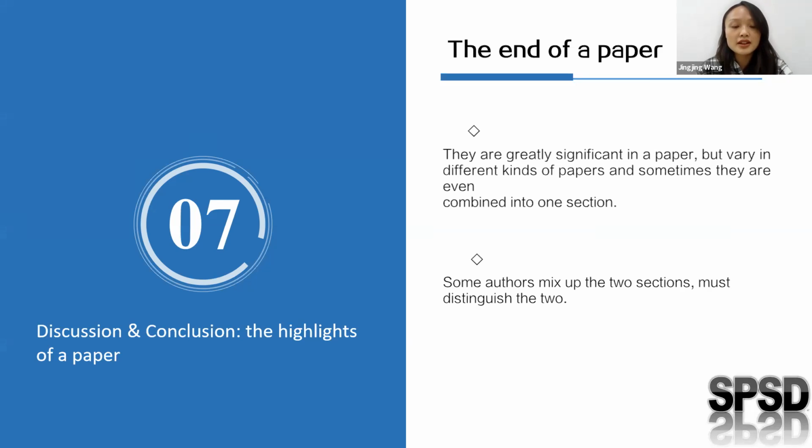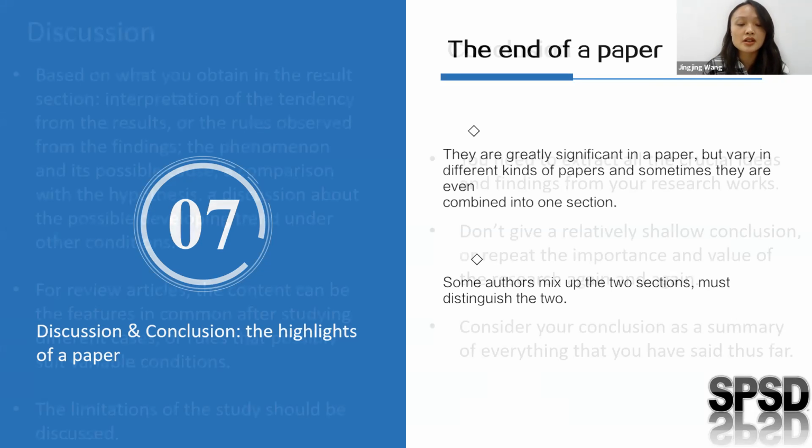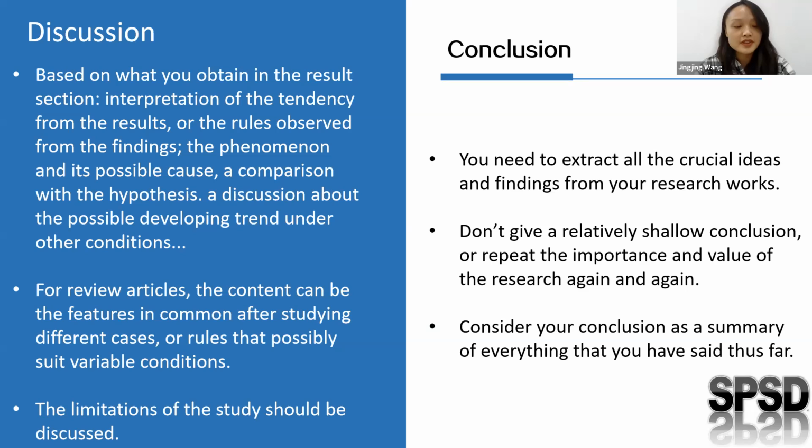The reason I discuss the two sections together is because they differ in different kinds of papers, and sometimes they are even combined into one section. And many authors just confuse and mix up the two sections. So I will talk about how to distinguish the two. What we mentioned about the discussion and conclusion are drawn from the results. Discussion is based on what you obtained in the results section.